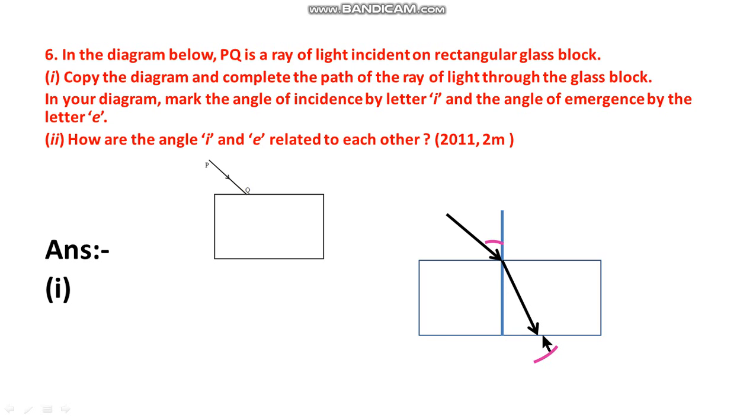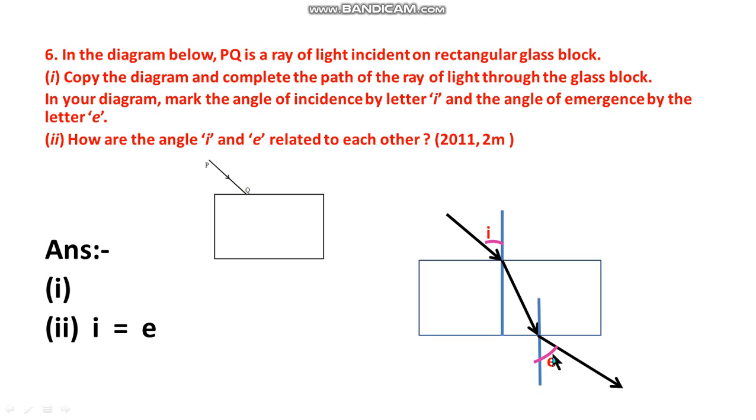Now on the second surface, this refracted ray acts as an incident ray. Here light travels from denser to rarer, so it bends away from the normal. It is necessary to draw a normal here. Now you see the incident ray and emergent ray are parallel, so the angle of incidence and angle of emergence are equal here.